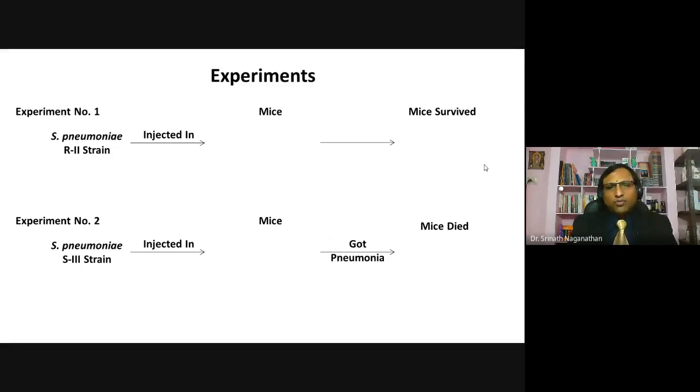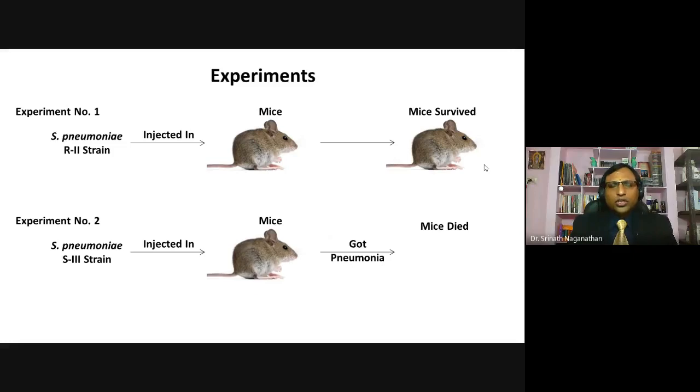Since he knew that it is a non-virulent strain, he injected this strain into a mouse. After some time, he observed that the mouse survived and did not have any pneumonia symptoms. In the second experiment, he used the S3 strain and injected it into mice. After a few days, he observed that the mice got pneumonia and died. From this, he confirmed that the S3 strain gives the pneumonia result in mice, and R2 does not give any pneumonia symptoms.